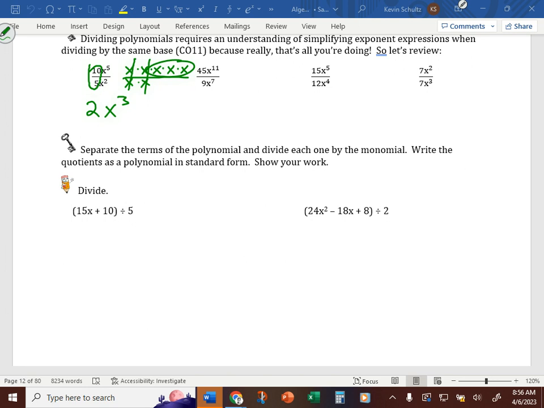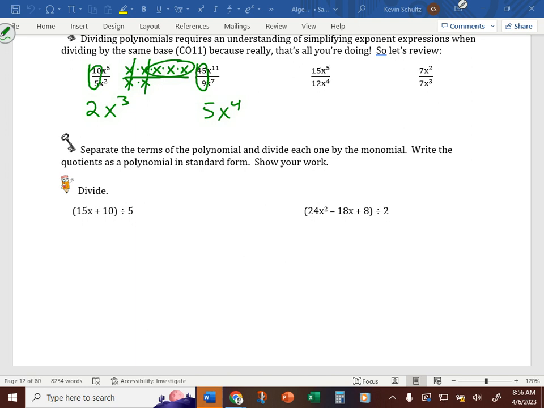Okay? Something like 45x to the 11th over 9x to the 7th. Who's confident in what they think this simplifies to equal? Eli. 5x to the 4th. 45 divided by 9 is 5. 11 minus 7. Those 7 x's cancel out with 7 up top. We're left with 4 of them in the numerator. Okay?